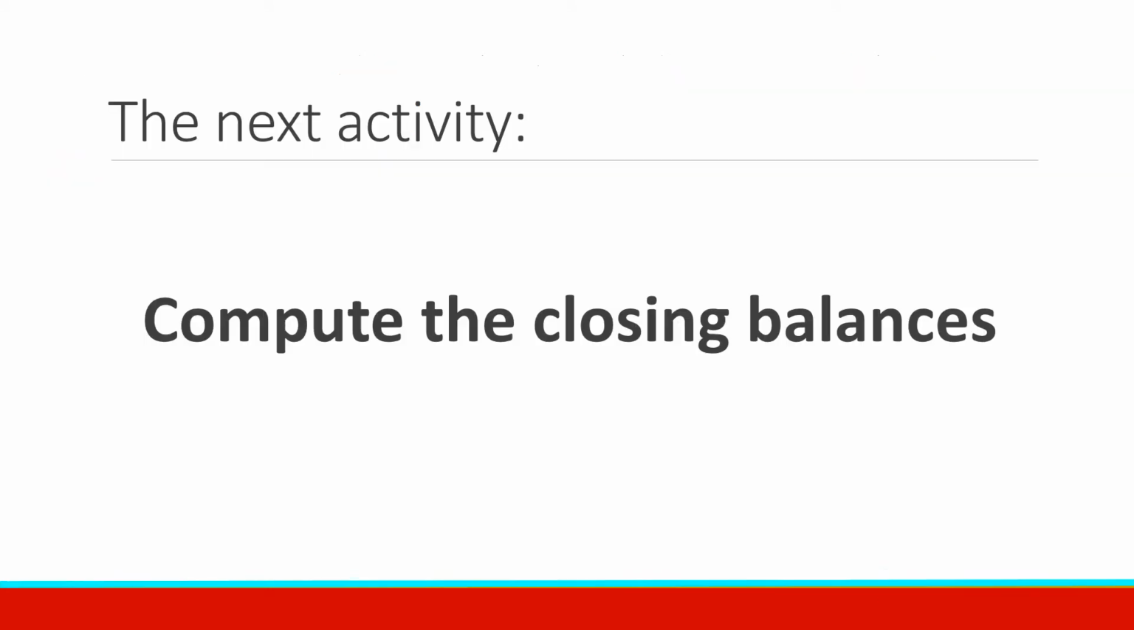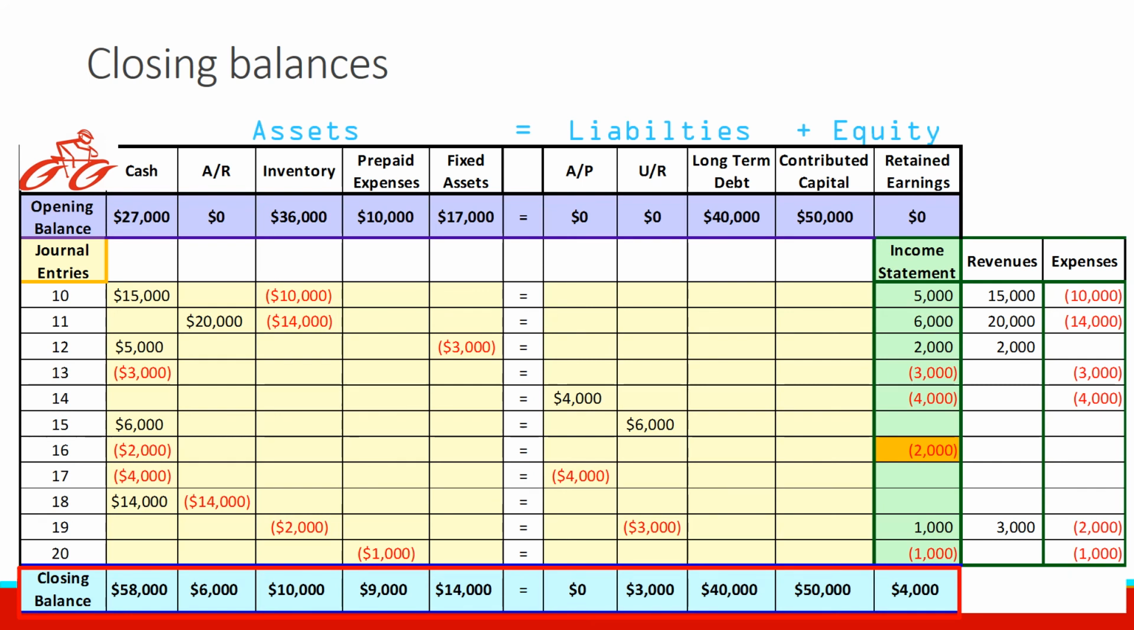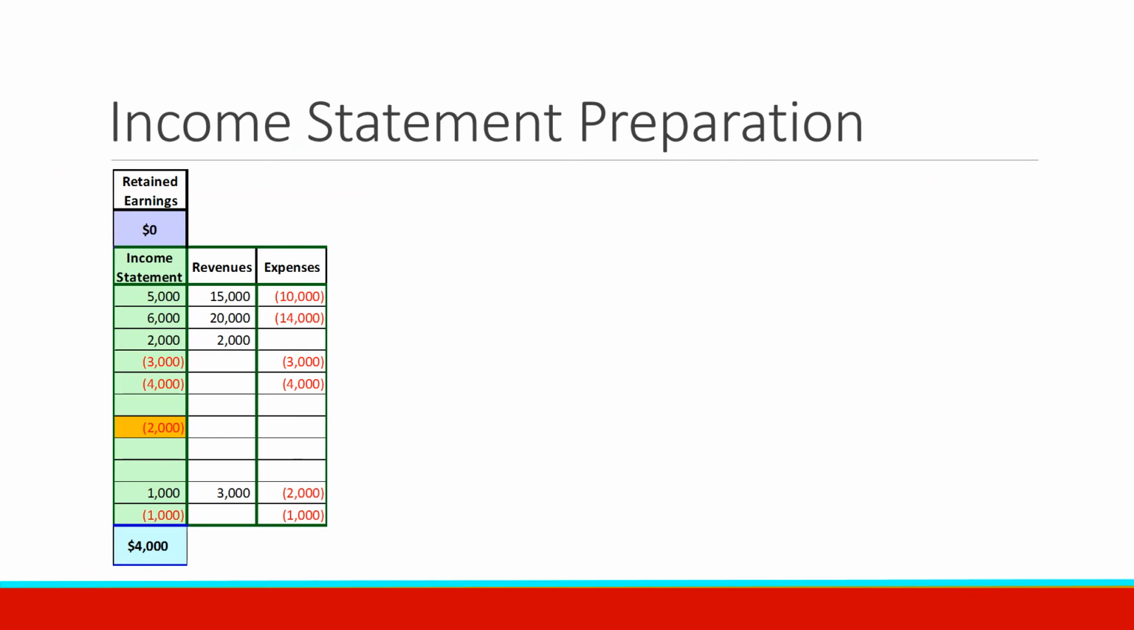Okay, so now we're done recording the activity for the month, and it's time to compute the closing balances. To do that, we're going to start at the top in the opening balance and then add all the black positive numbers and subtract all the red negative numbers to end up with the amount that's remaining. So I want to take a minute and look in a little more detail at what's happening all the way over to the right where the income statement is presented.